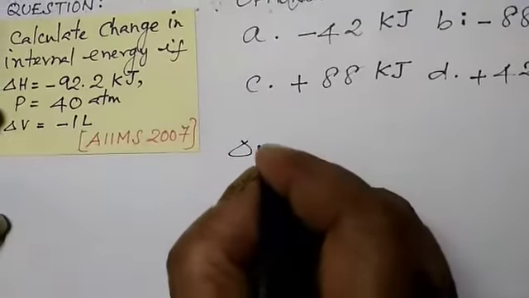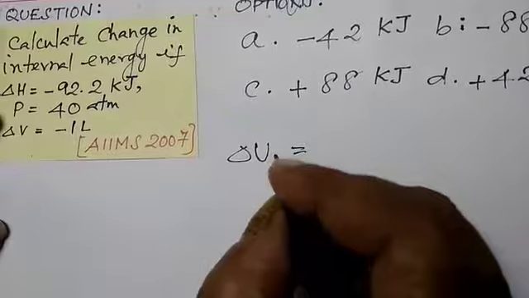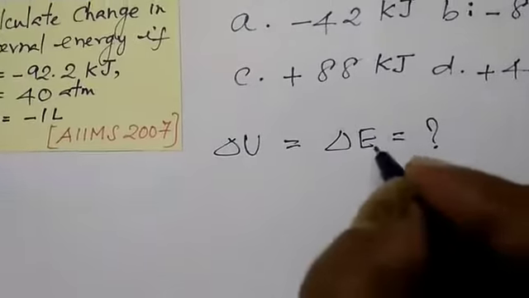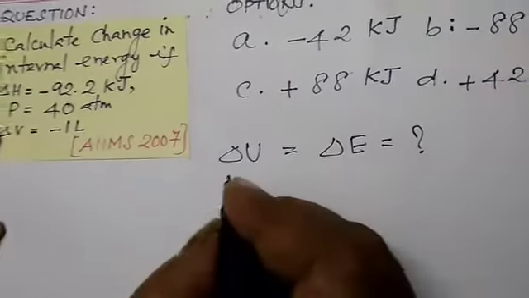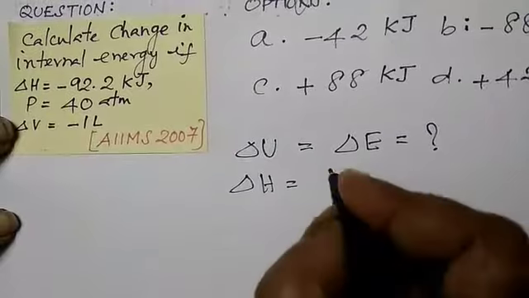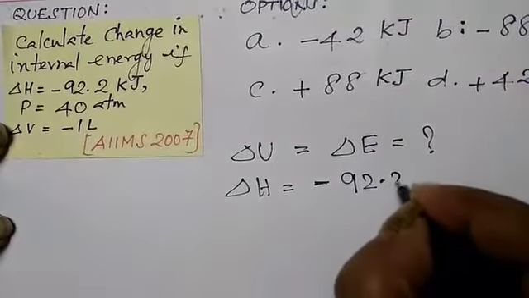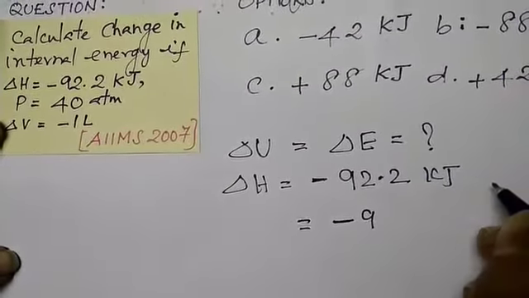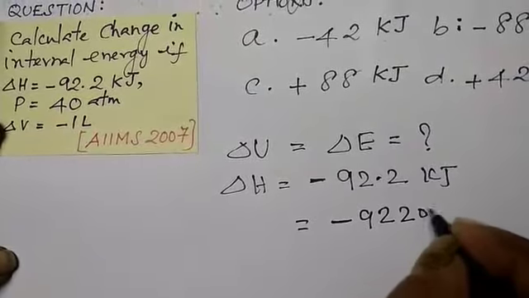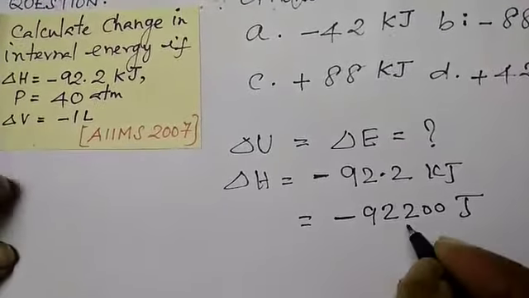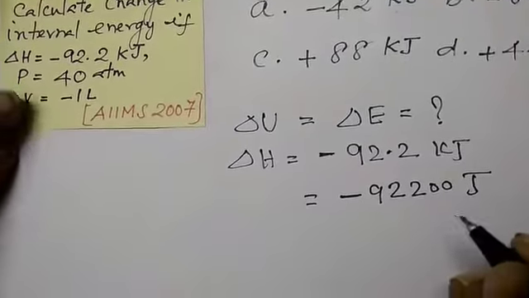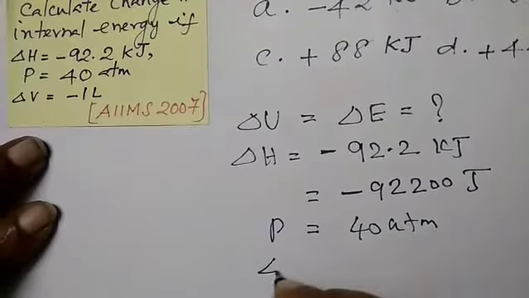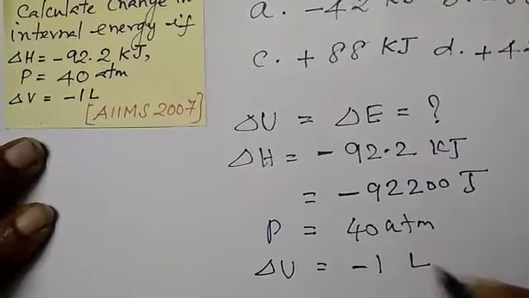They are asking the change in internal energy, which can be represented as delta U or delta E. The data given is delta H is equal to minus 92.2 kilojoule, which can be converted to joule by multiplying by 1000. So your delta H is equal to minus 92,200 joules, and pressure is equal to 40 atmosphere and change in volume is equal to minus 1 liter.